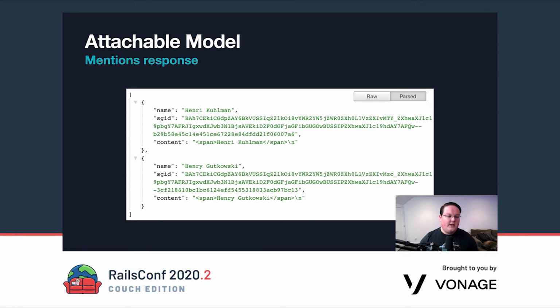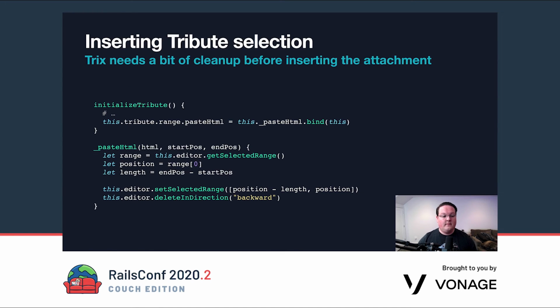So here's an example of our JSON response. We have an array of JavaScript objects, JSON objects that have a name, an SGID, and our content. And so our example is just super simple. We have a span tag and the user's name. We can insert their avatar in there. Doesn't really matter, but you can put anything you want in here.